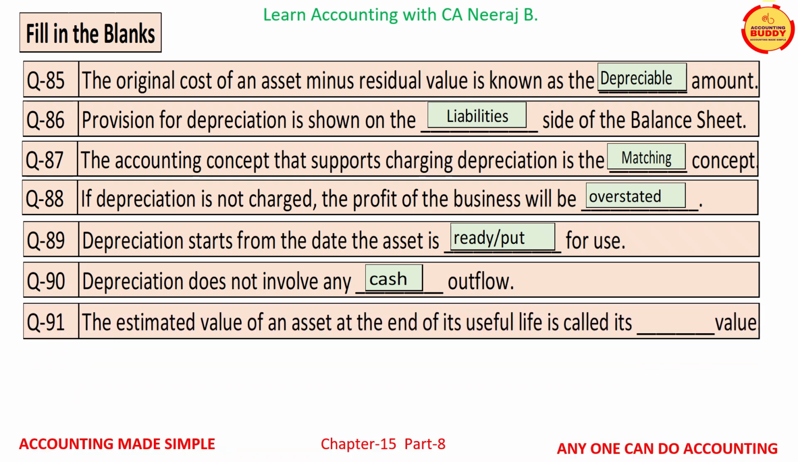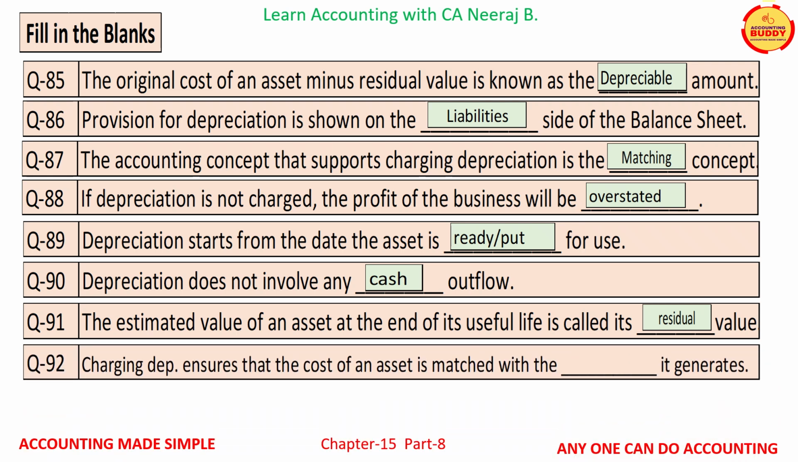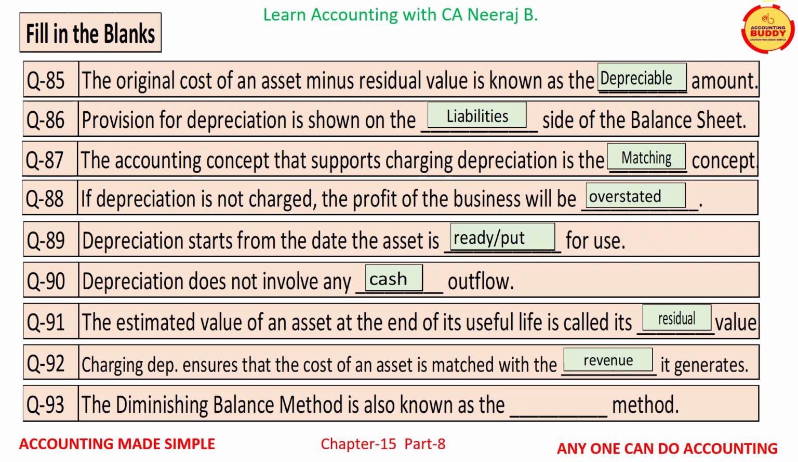Question number 91, the estimated value of an asset at the end of its useful life is called its dash value, and the correct word is residual value. Question number 92, charging depreciation ensures that the cost of an asset is matched with the dash it generates, and the correct word is revenue it generates. Question number 93, the diminishing balance method is also known as the dash method, and the correct word is WDV method.